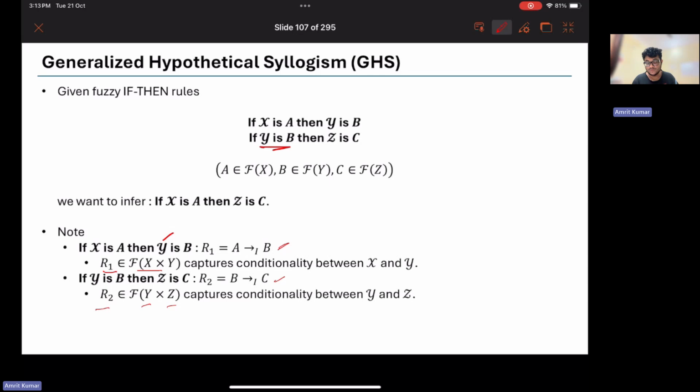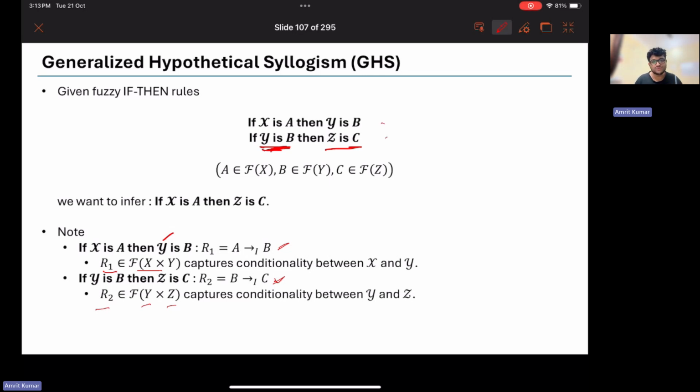Because what is the antecedent universe here? It is Y. And what is the consequent universe here? It's Z, right? And again, this is how you compute R2. It's the outer product of B and C, where outer product is based on implication I. So you have relation R1 and you have relation R2, and these two relations express the conditionality between variables X and Y, and Y and Z respectively, right? As expressed by fuzzy if-then rules.